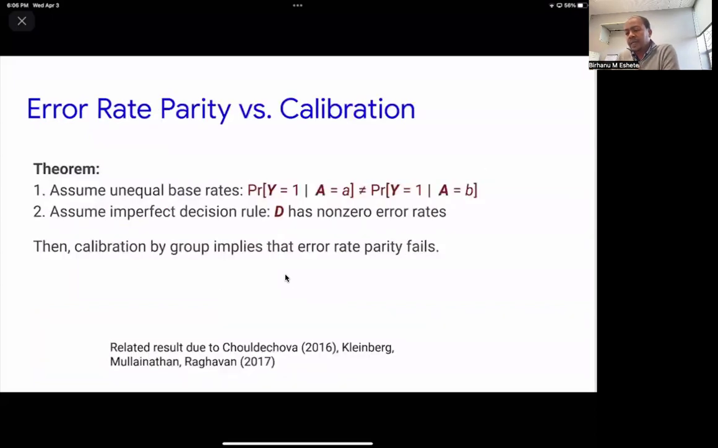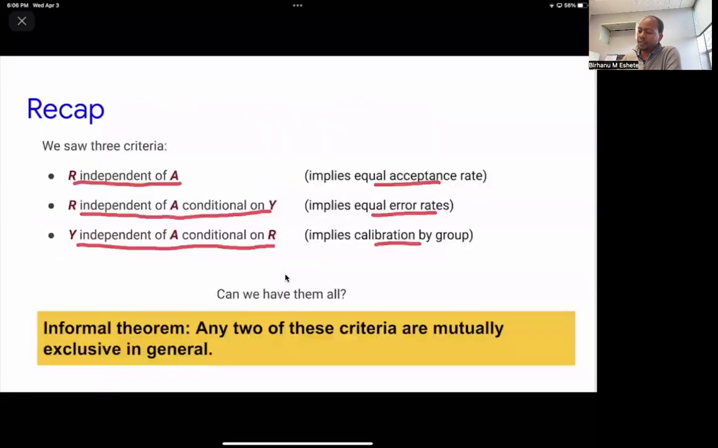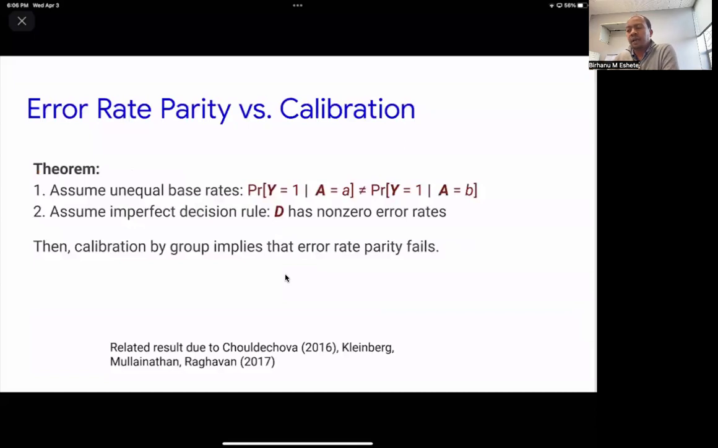So let me expand a little bit on what I'm saying here as far as, you can't achieve them all, right? So error parity versus calibration, for instance. So basically what you're saying is you assume unequal base rates, where the probability of Y being 1 given A equals some protected class, let's say male, is different from the probability of Y equals 1 when it is a different class like female.